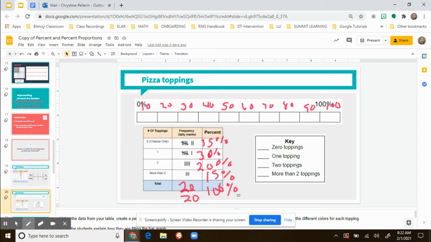Now, we have a key. It says 0 toppings, 1 topping, 2 toppings, more than 2 toppings. It asks what key you are going to use. We're just going to say Z is for 0, O is for 1 topping, T is for 2 toppings, and M is for more than 2 toppings. So Z, O, T, M.